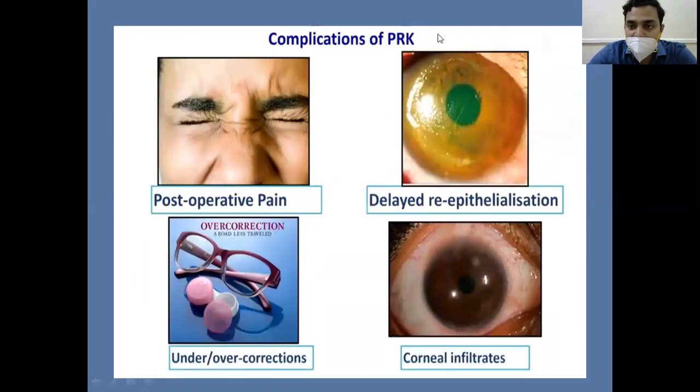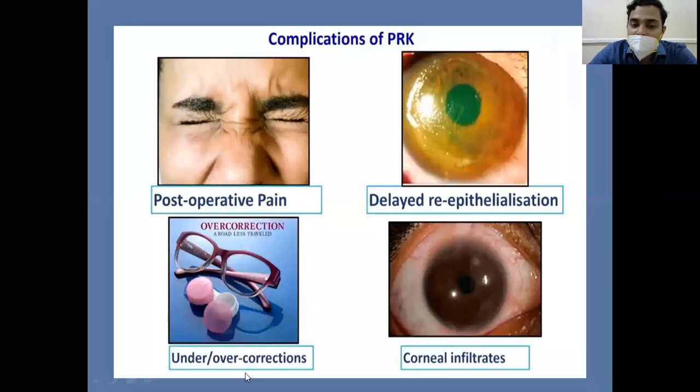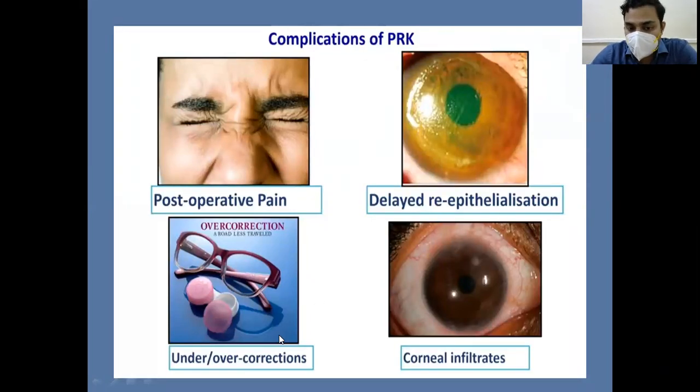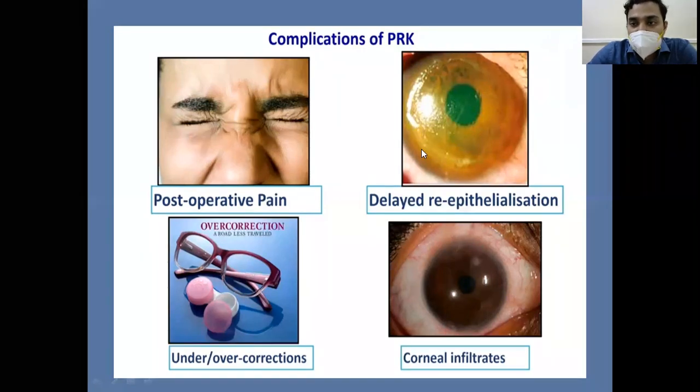So these are the complications of photorefractive keratectomy. The patient will have very high post-operative pain, and because we remove the epithelium, delayed re-epithelialization is also seen, and there is a chance of undercorrection or overcorrection. If you overcorrect a myopic patient, the patient may turn hypermetropic, or if you undercorrect, the patient may be left with residual myopic power. So undercorrection and overcorrection are more common in photorefractive keratectomy, and there is a chance of corneal infiltration also. So these are the complications of photorefractive keratectomy.